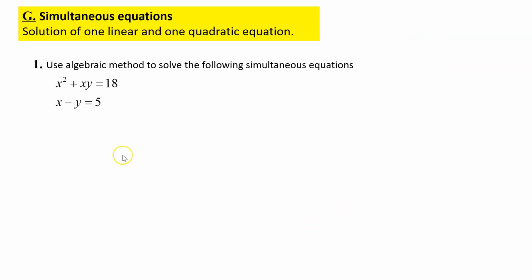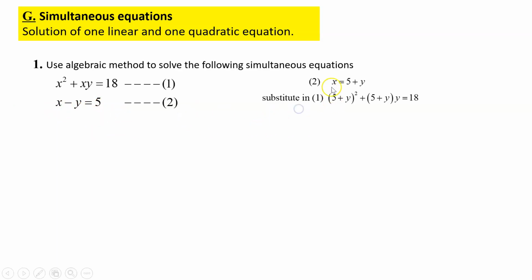So the last topic now, simultaneous equations with one linear and one quadratic equation. Use the algebraic method to solve the following simultaneous equation. So we've got an x squared plus an xy equals 18, and then a linear equation which is x minus y is equal to 5. So from the linear equation, take one of the letters, and this time we can see that x is equal to 5 plus y. So substitute the 5 plus y into equation 1, and we got 5 plus y all squared plus 5 plus y times y is equal to 18.